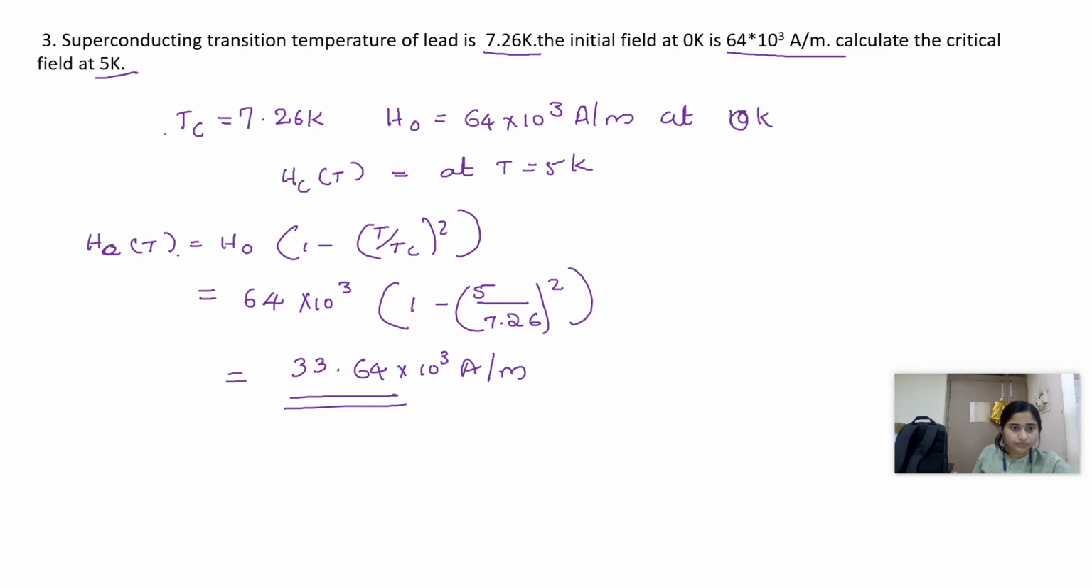For that you have to use the formula Hc of T is equal to H0 times 1 minus T divided by Tc whole square. So substitute all the values. It will be 64 times 10 to the power 3 times 1 minus 5 divided by 7.26 whole square. After solving this mathematical part, you will get the answer 33.64 times 10 to the power 3 ampere per meter. Now let's go to the next problem.